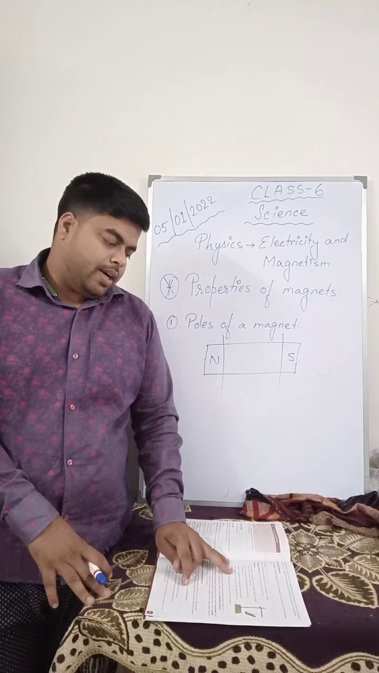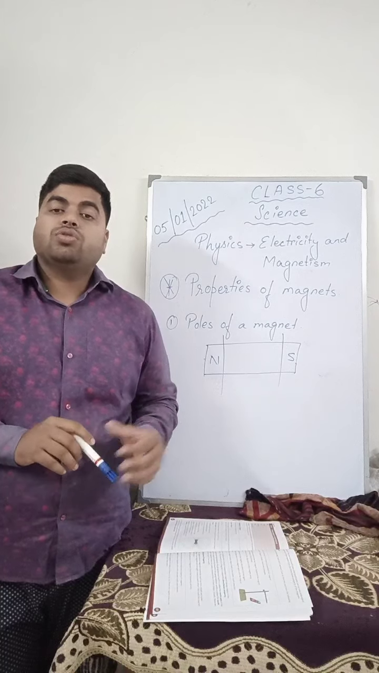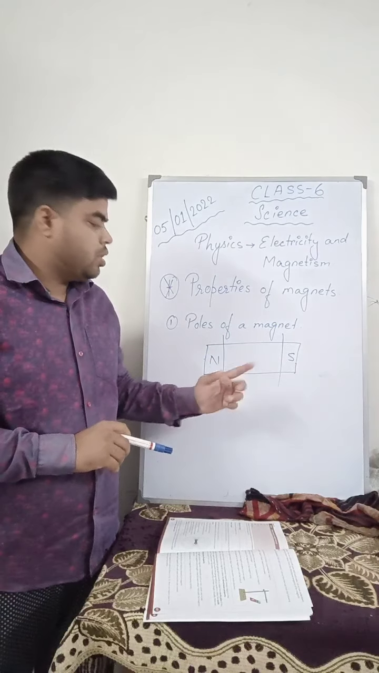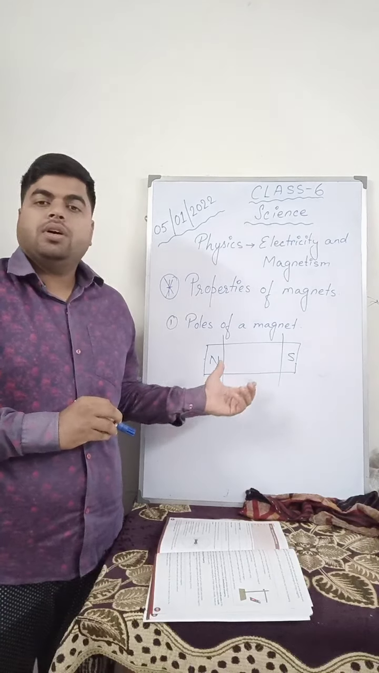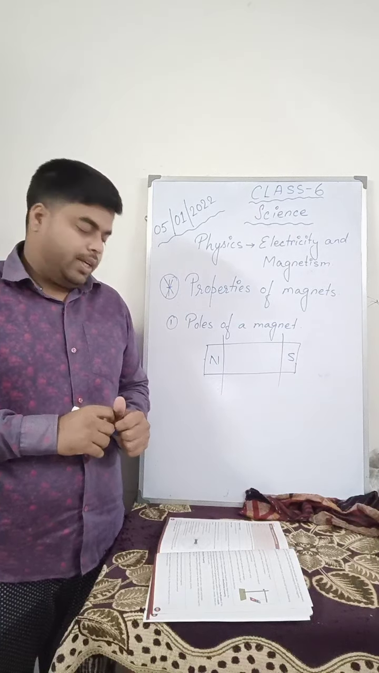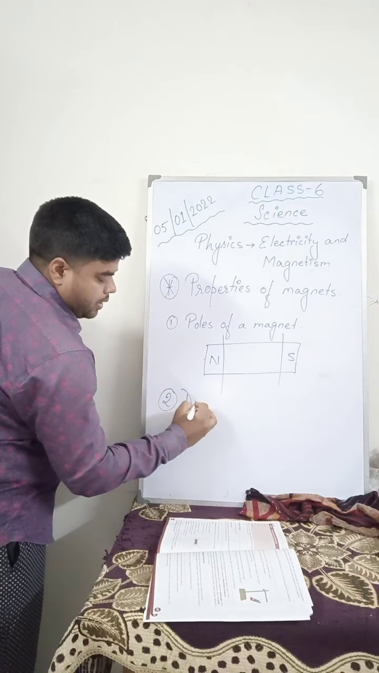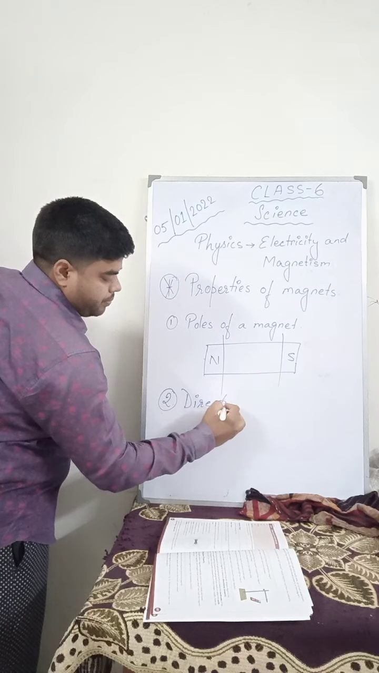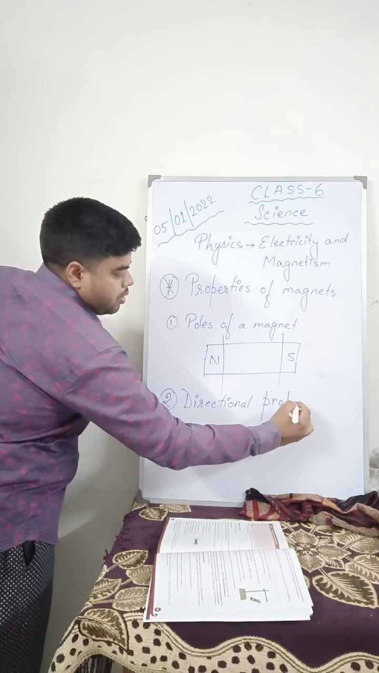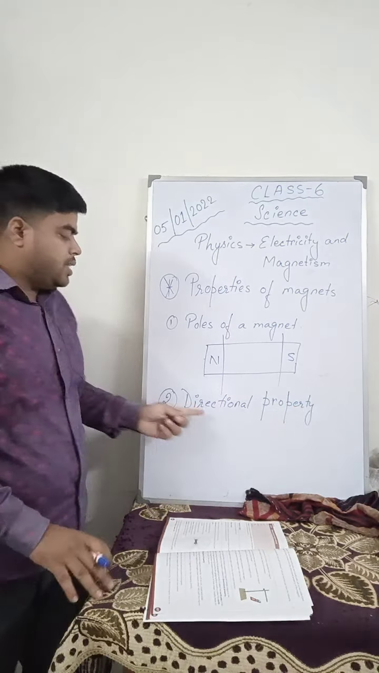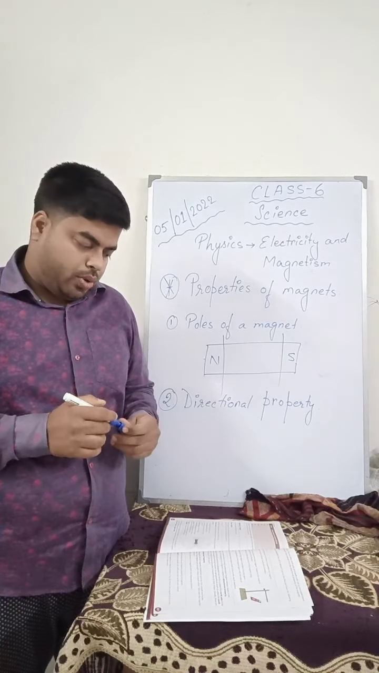Now let us understand how the poles of a magnet got these names from the directional property. So how did these two poles of a magnet get the names north pole and south pole? The second property of magnet is the directional property. Due to this directional property, the magnet got the two poles, that is north pole and south pole.